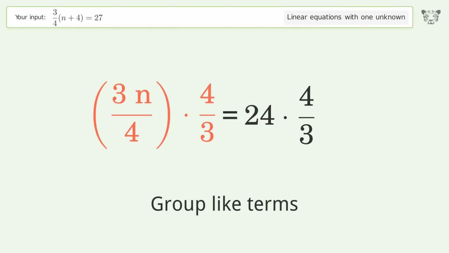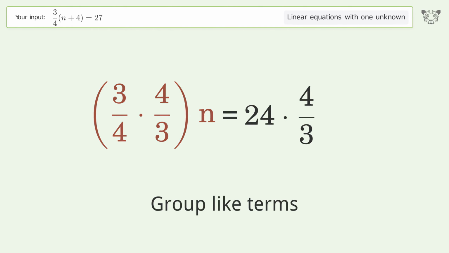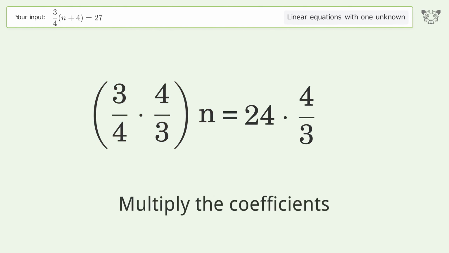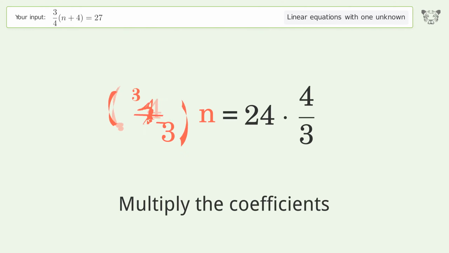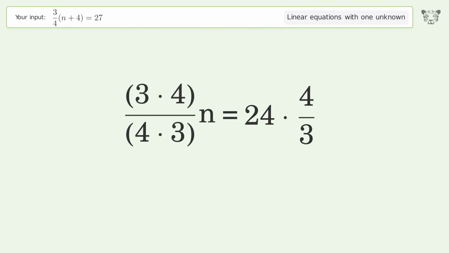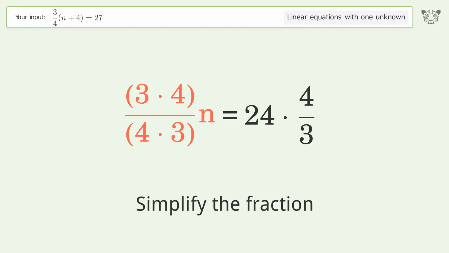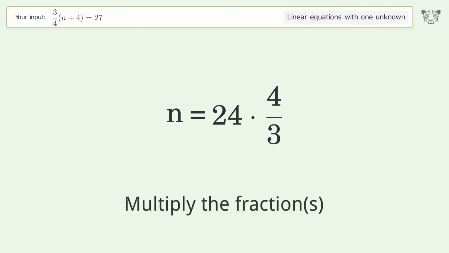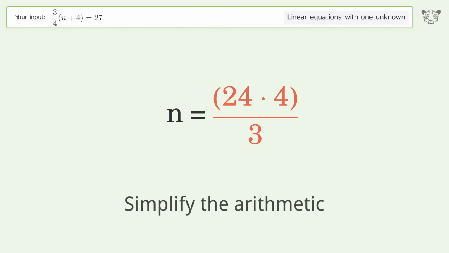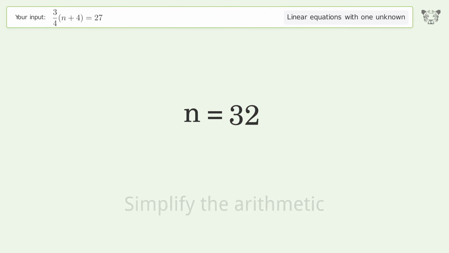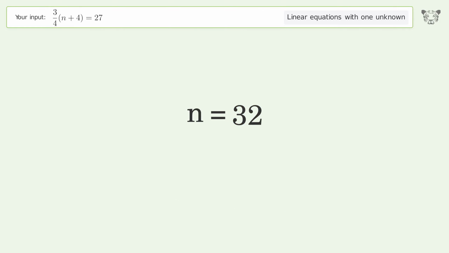Group like terms. Multiply the coefficients. Simplify the fraction. Multiply the fractions. Simplify the arithmetic. And so the final result is n equals 32.